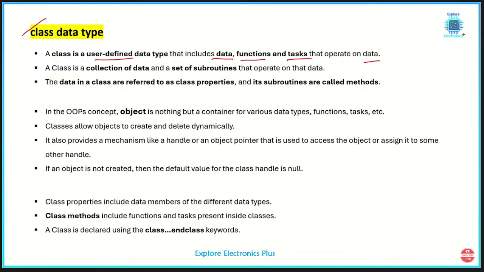We can have a function, we can have a task, we can have data inside. This is like a collection of data which will have a set of subroutines, that is, subroutines are functions and tasks. In the class, we refer to the data as class properties and function and task as subroutines called methods. So a class will have properties called data and also methods called function and task. Whenever we say class properties, it refers to class data. Whenever we say class methods, we mean a function or a task inside a class.